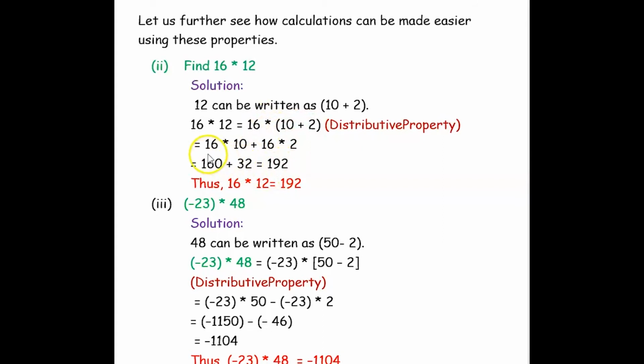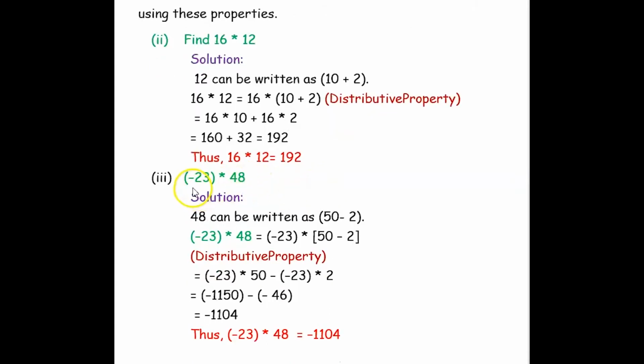Now multiplication becomes easier, right? So 16 into 10 is 160 plus 16 into 2 is 32. Now we can add these: 160 plus 32 is 192. So 16 into 12 is 192. Next example is negative 23 into 48.